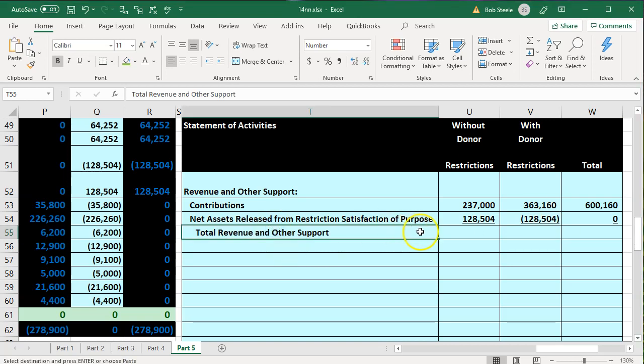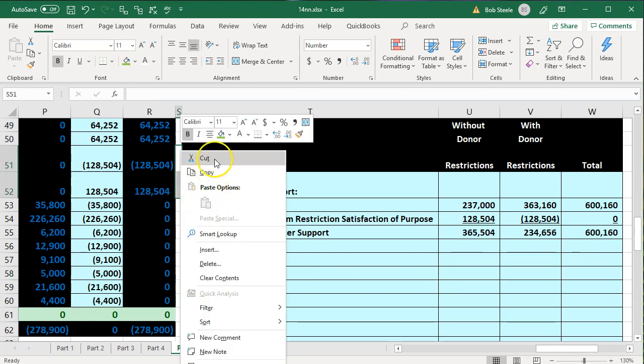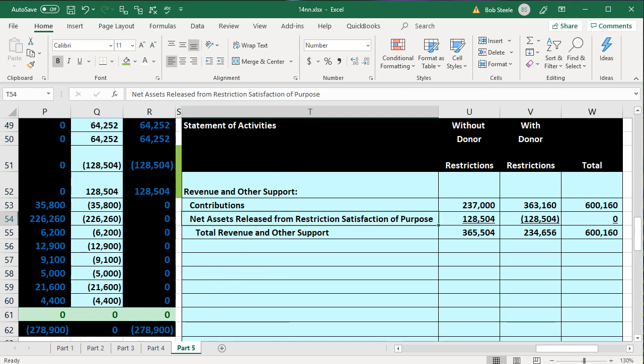Total revenues and other support, which we will then sum up, equals the sum of these two. And we can copy that across. I can autofill that across. We have now found a home for these two. So those two have a home. So that's good. That makes us feel good.